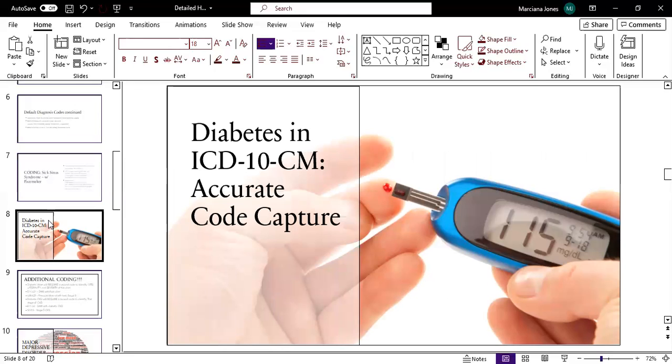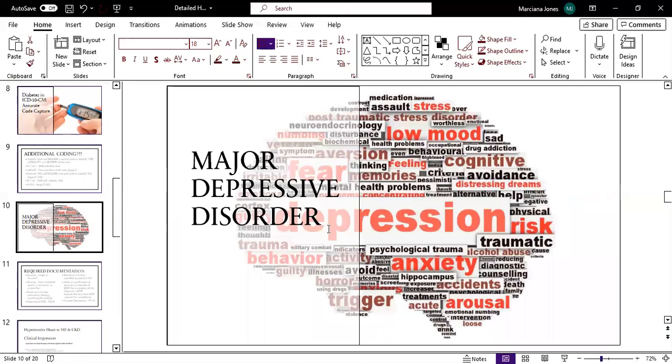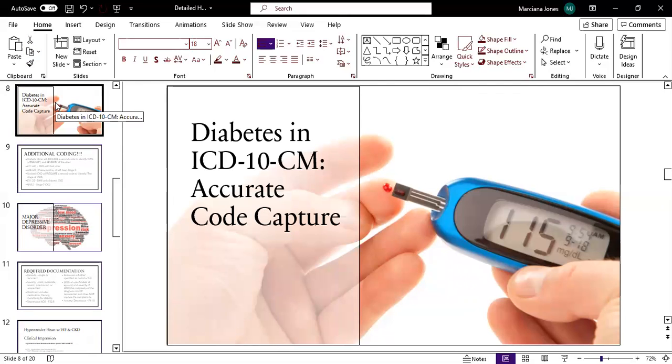Okay, diabetes and ICD-10-CM, accurate code captured. I always go back to diabetes because diabetes categories are so large. Diabetes affects a lot of things. It affects your kidneys, it affects your heart, it affects your eyes. So there are a lot of combination codes in the diabetes category. So I like to make sure I always go over diabetes because there's so many. And I want you to really get the gist of understanding of how diabetes coding goes.